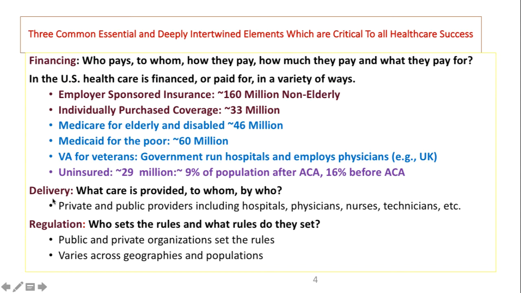Regarding delivery, what care is provided to whom and by whom again depends on what coverage you have. We have private and public providers, including hospitals, physicians, nurses, technicians, etc. And regarding regulations, who sets the rules and what rules do they set? Again, it depends on what group you are in. We have both public and private organizations setting the rules, and these rules also vary across geographies and populations.